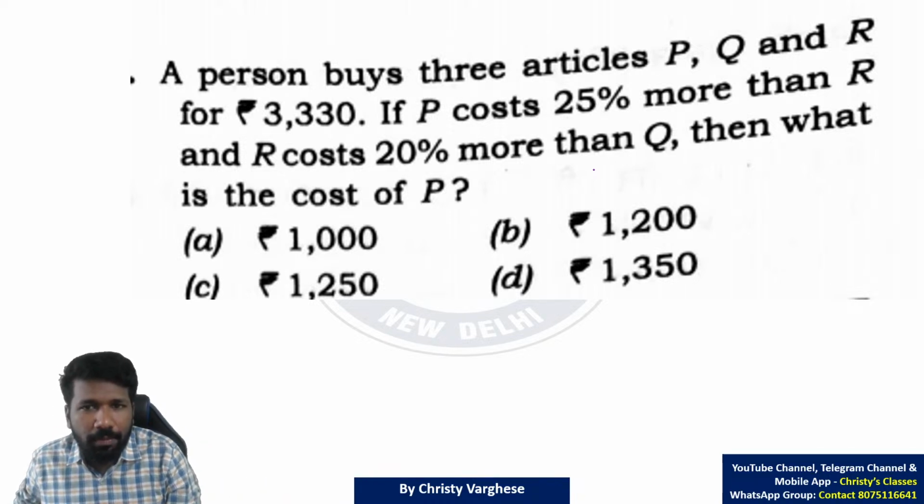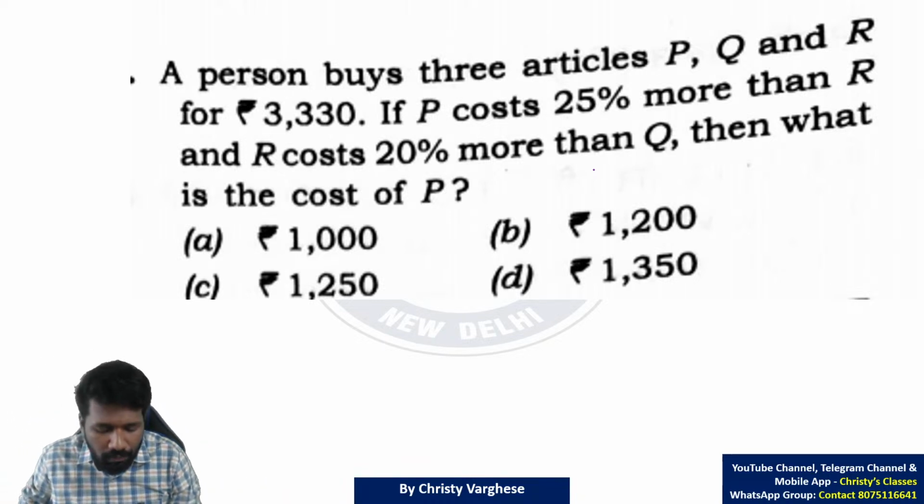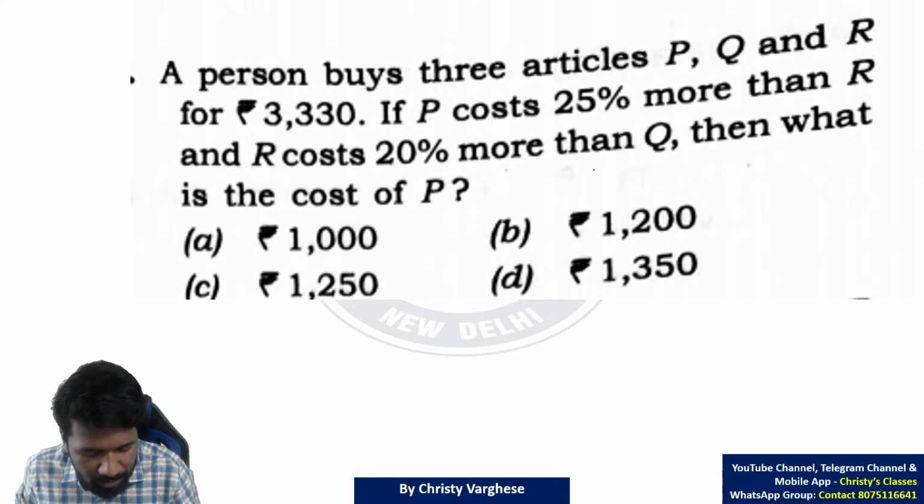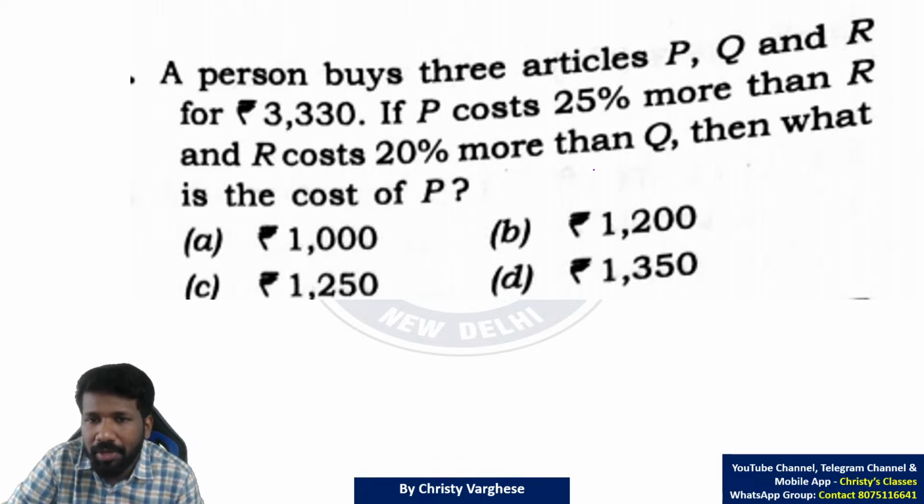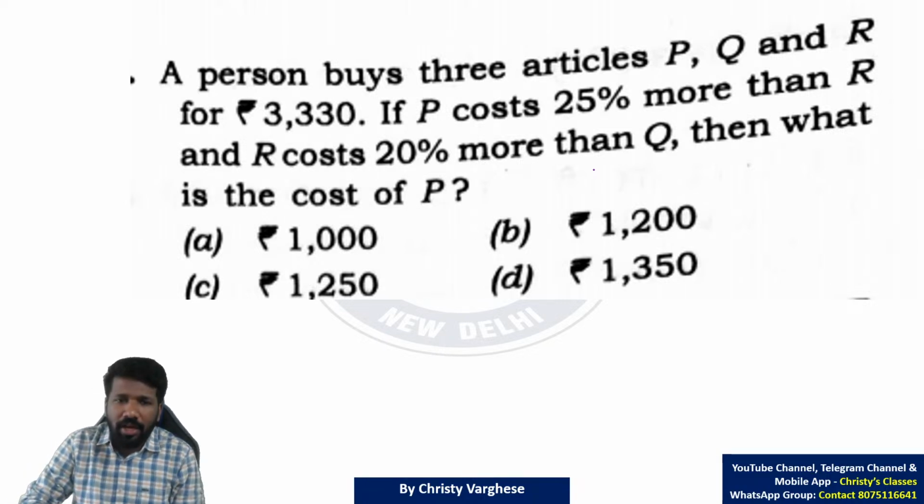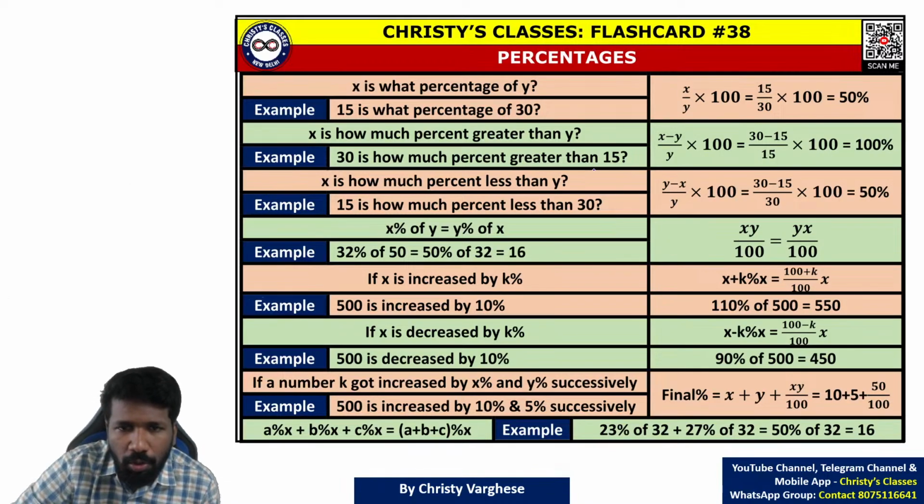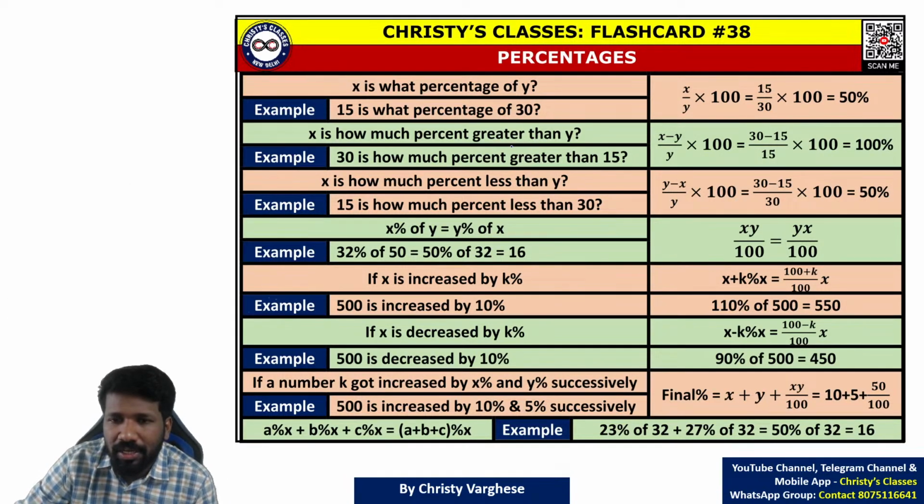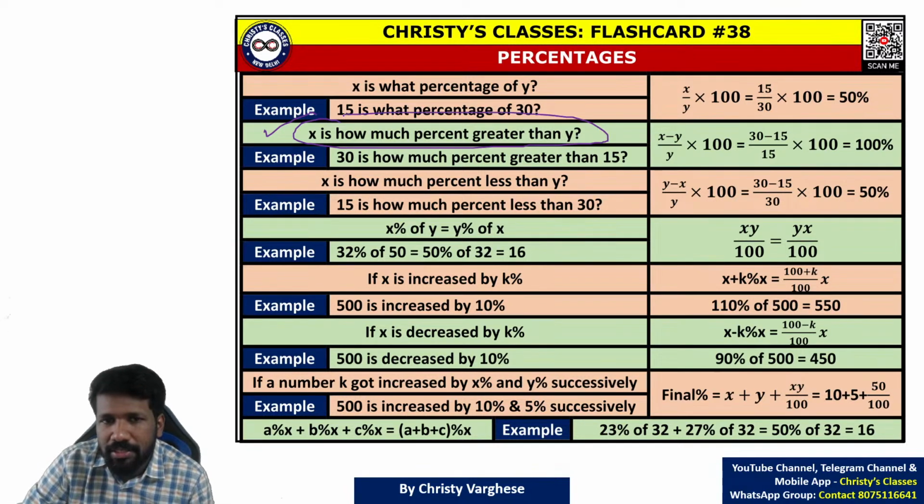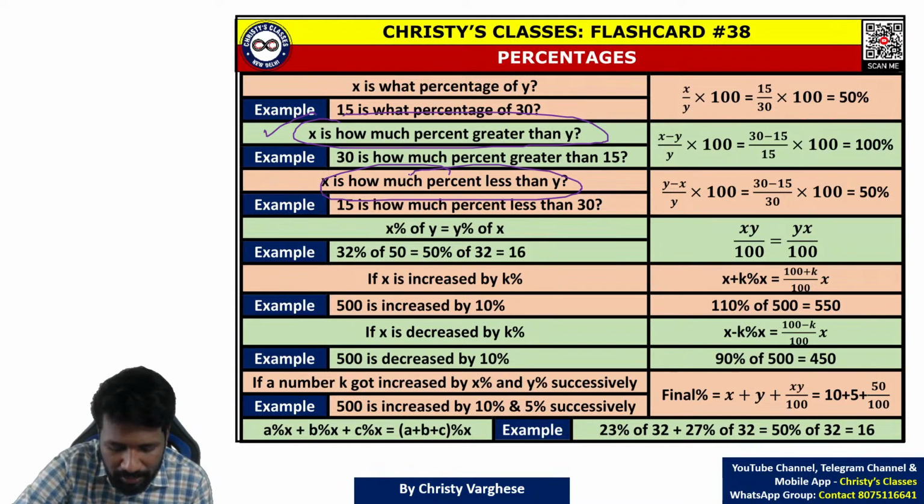So in this question, a person buys 3 articles P, Q, R for 3,300 rupees. If P costs 25% more than R and R costs 20% more than Q, then what is the cost of P? I told you in the percentage chapter, these are the different situations that can happen, and this is a situation that is commonly asked: X is how much percent greater or how much percent lesser.